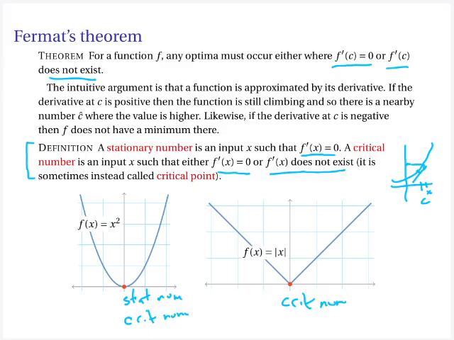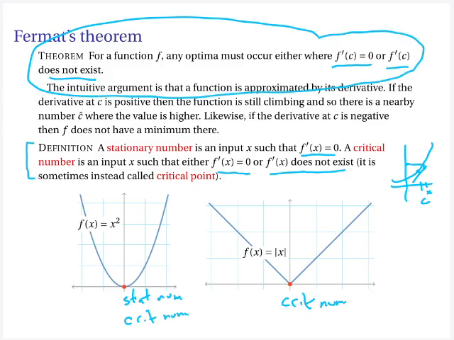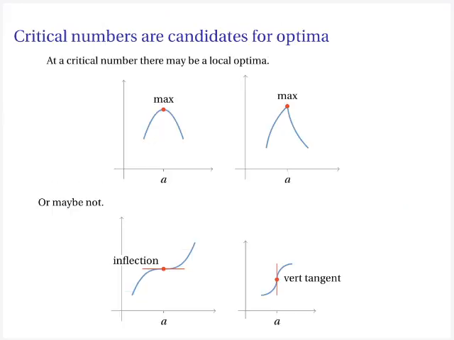Our interest in critical numbers is precisely that Fermat's theorem up here says that those are the places where optima occur. So if we're looking for an optimum, you want to look among the stationary numbers, among the critical numbers. Okay, it doesn't mean you found it, but that's where you want to look. So critical numbers are candidates for optima. At a critical number, there may be a local optimum, and I drew a picture here of a critical number where there's a local optimum, it's a local max, it happens to be. I also drew a critical number where there's a local optimum, it happens to be a place where the derivative is not defined. So derivative of 0 and derivative not defined are the places where you can get a local optimum.